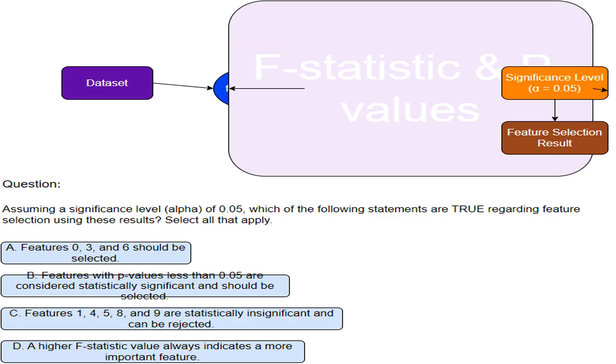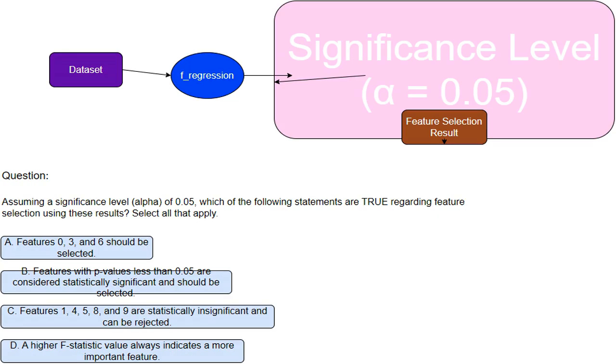The f-statistic measures how much variance in the target variable is explained by each feature. The p-value tells me the probability of seeing a result like that just by random chance, assuming there's no actual relationship. I've set my significance level, often written as alpha, to 0.05 or 5%. This means I am willing to accept a 5% chance of being wrong when I conclude that a feature is important.